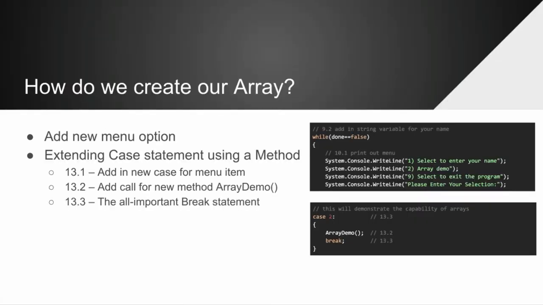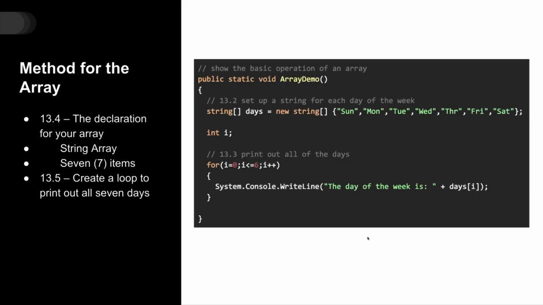First off, we'll add that menu. We're going to add a print statement here, which is selection number 2, our array demo. Then we're going to add a case statement underneath that print statement that will handle our new code. If you look at the comment for 13.3, it's a case statement that's going to handle that, and then a call to our new method that we're going to add. We're going to isolate our new code in a new method, and we'll keep doing that moving forward so that we can expand our demo program and you can get more and more functionality and understanding of the language.